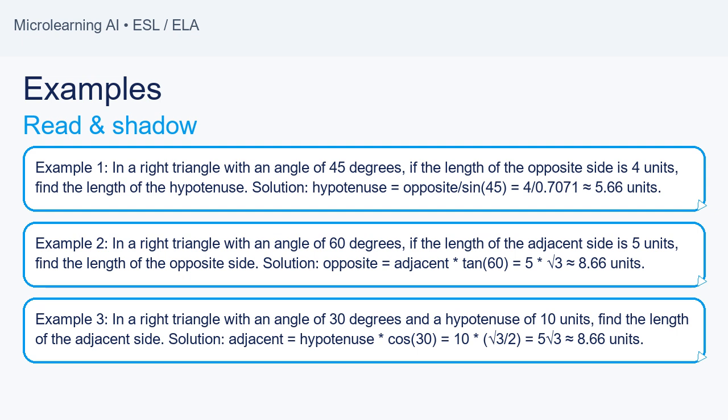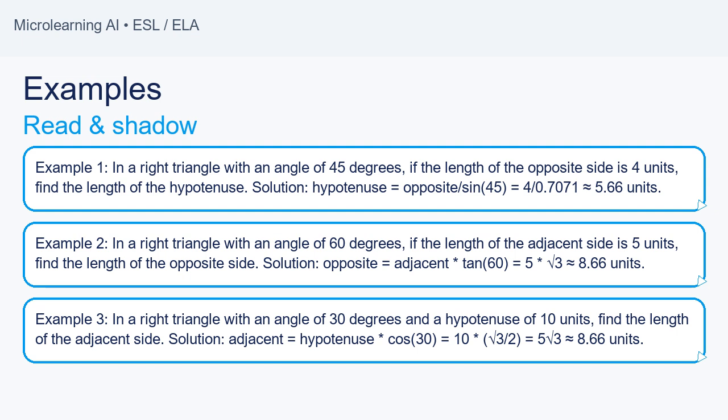Example 2. In a right triangle with an angle of 60 degrees, if the length of the adjacent side is 5 units, find the length of the opposite side. Solution. Opposite equals adjacent times tangent 60 equals 5 times root 3, approximately 8.66 units.